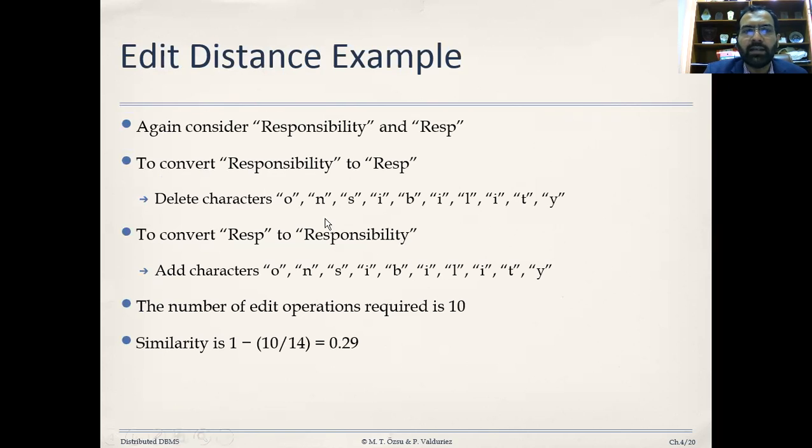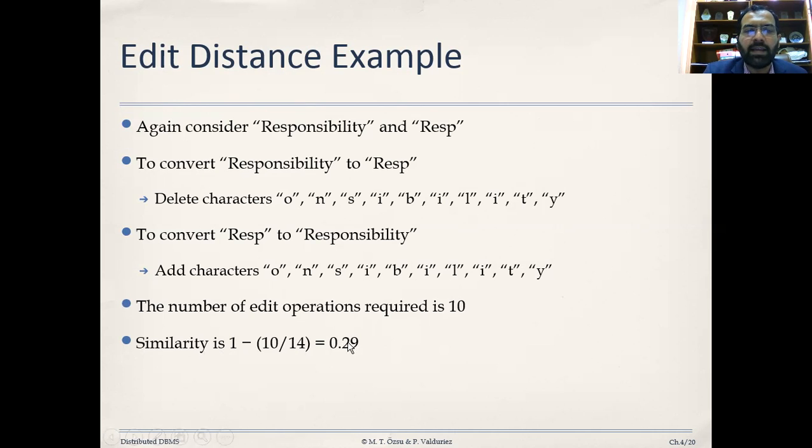Edit distance, you can see here. Again, we consider the string RESPONSIBILITY and RESP. To convert RESPONSIBILITY into RESP, what we have to do? We have to delete these characters. And if you want to convert RESP to RESPONSIBILITY, we have to add characters. So the number of edit operations required in both cases is 10. We have total characters 14. So 10 upon 14, and 1 minus 10 upon 14 is equal to 0.29.